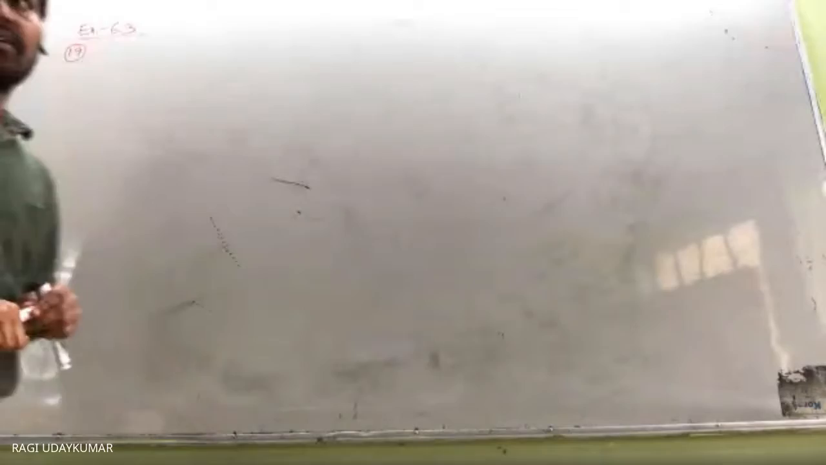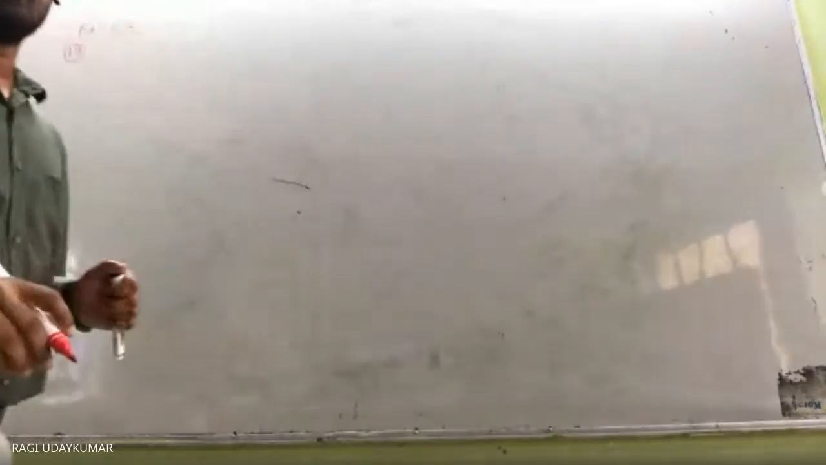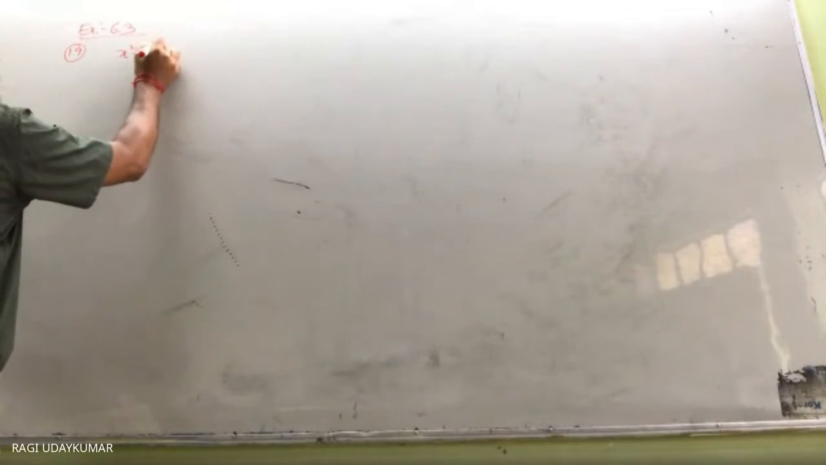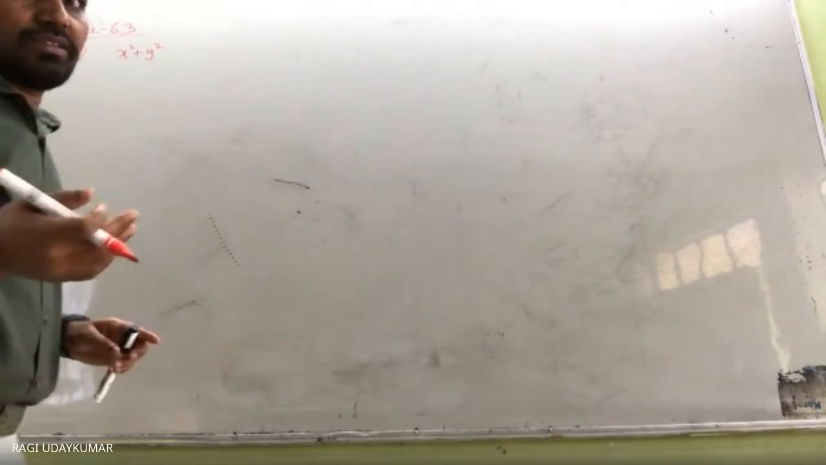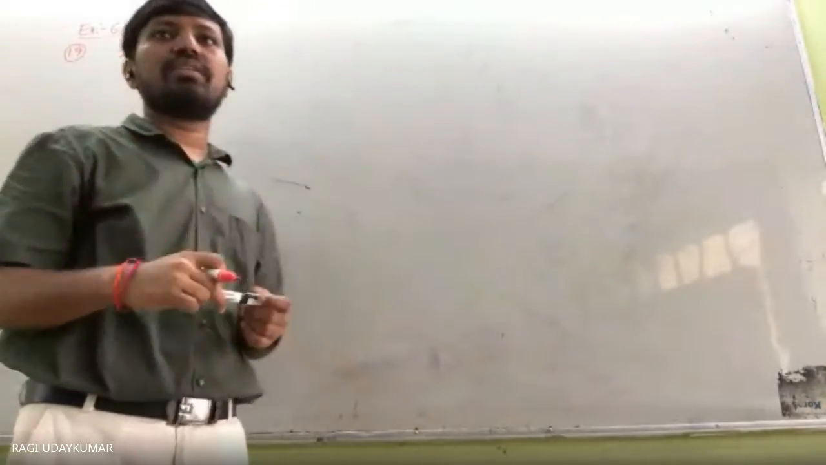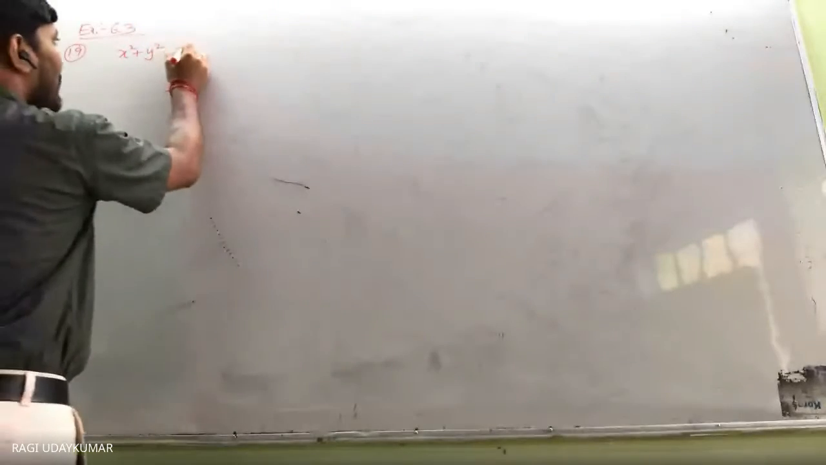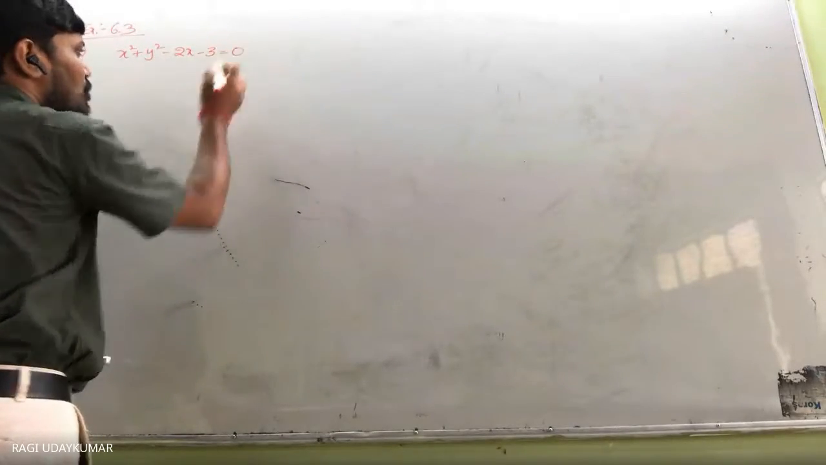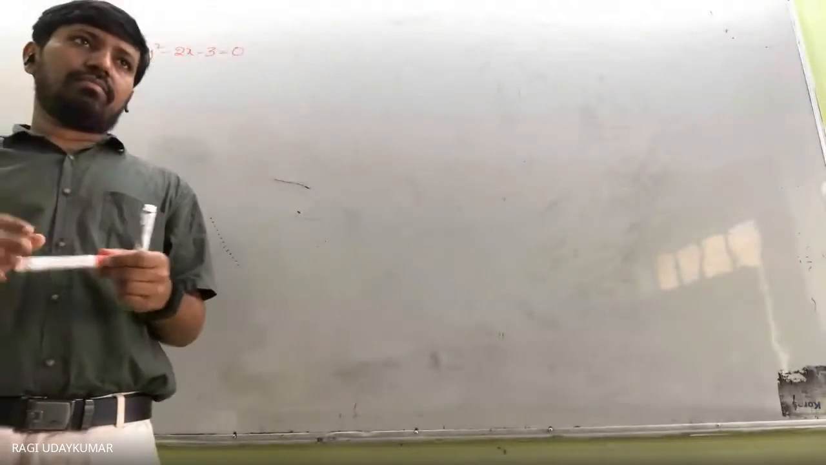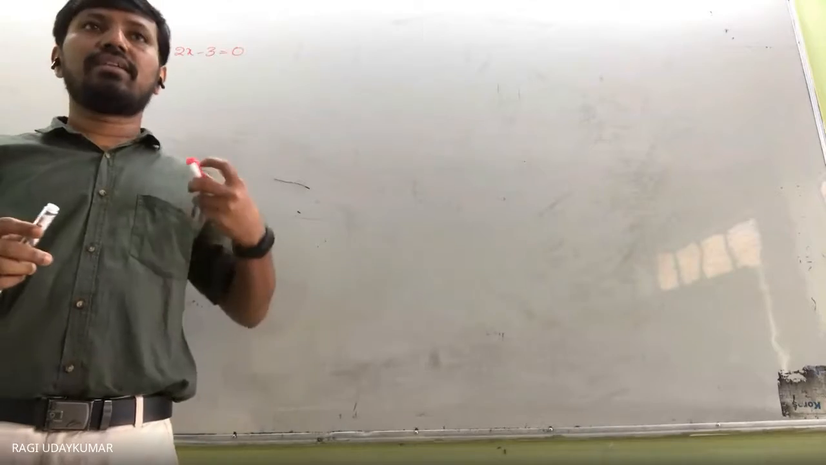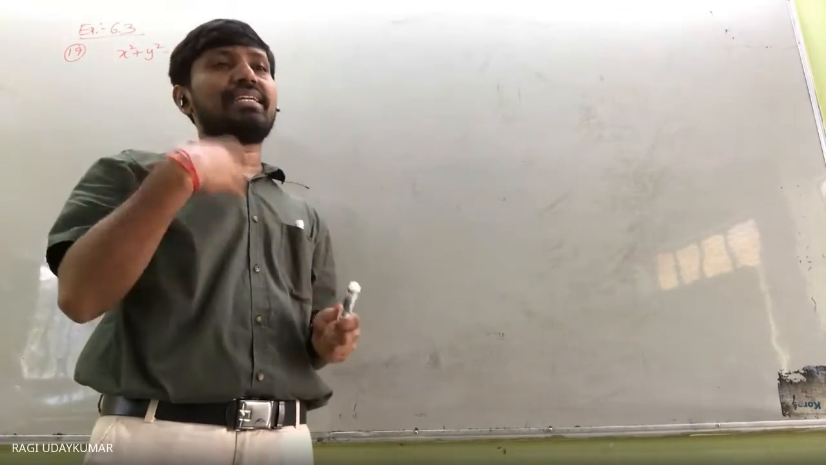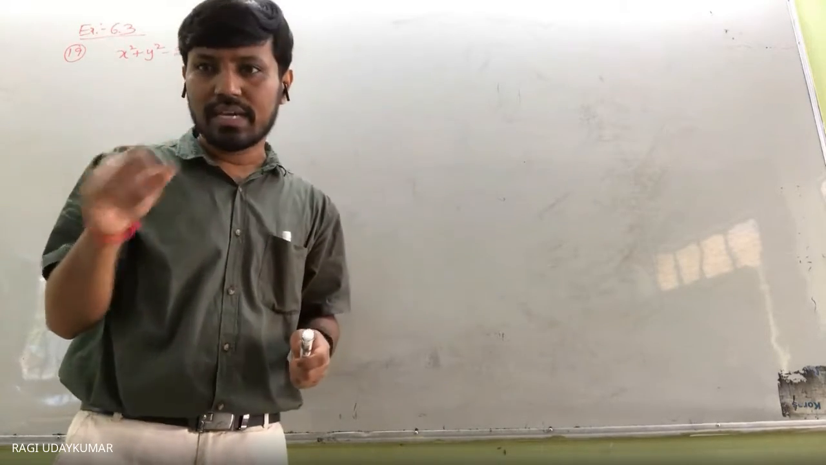19th problem. The question is given to you: find the points on the curve x square plus y square minus 2x minus 3 is equal to 0 at which the tangent is parallel to the x-axis. Here the question is a little different compared to the previous curves. Previously the curves were given as y equal to something, but here the curve is x square plus y square minus 2x minus 3 equals 0. At what points is the tangent parallel to the x-axis?